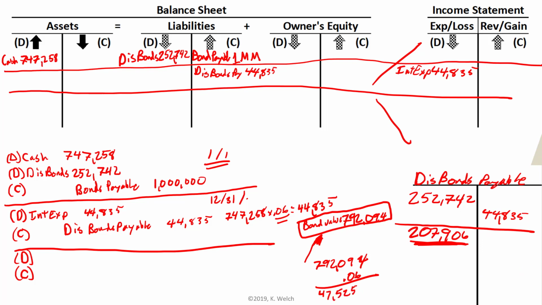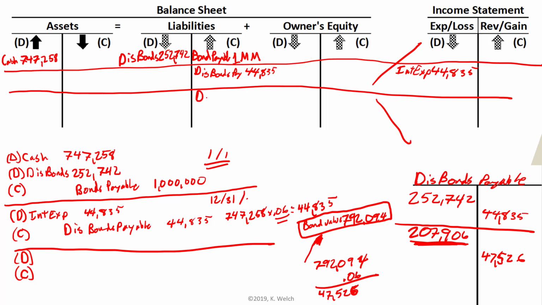47,525.6, so we'll round it up to 47,526, and we'll put that over here as 47,526, for our discount on bonds payable that we're going to journal entry.